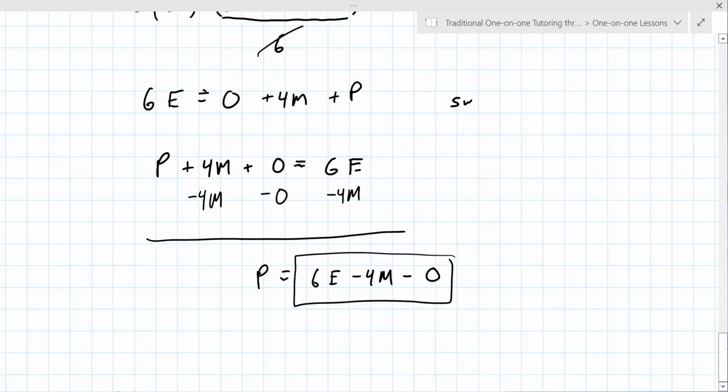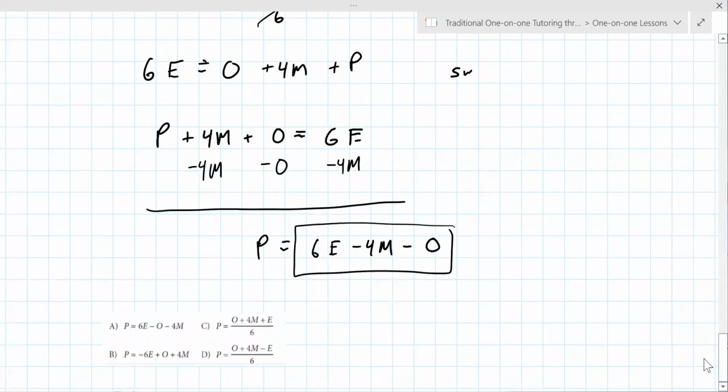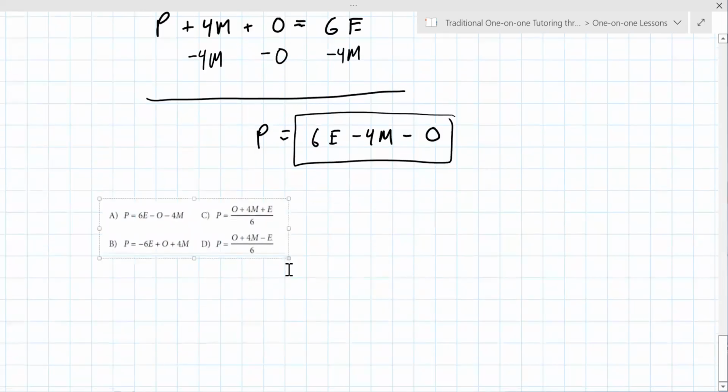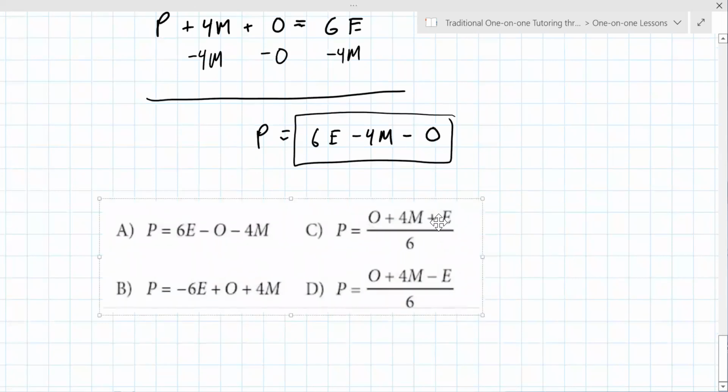Perfect. Now this is another part of the test, which I kind of showed you earlier. You have to be able to get the right answer, and you have to be able to select the right answer. So if this is the right answer, which letter does that? Did you say letter A? Yeah. Perfect. All right, you ready to do a problem on your own?